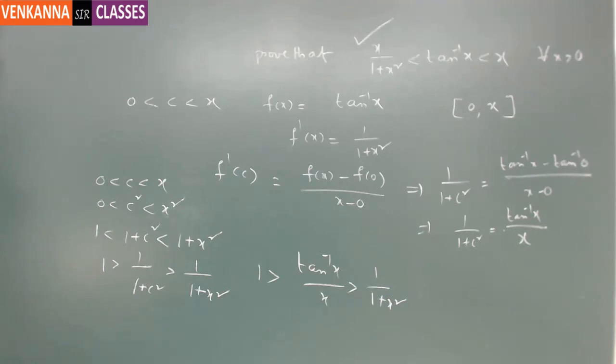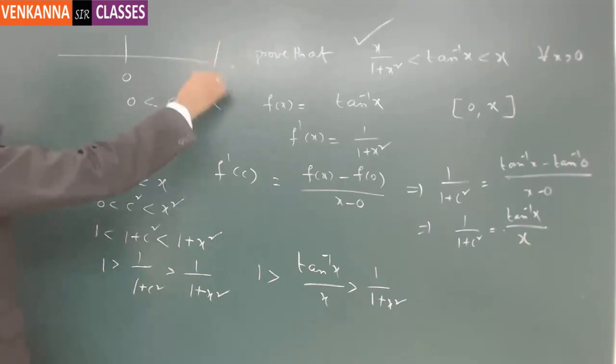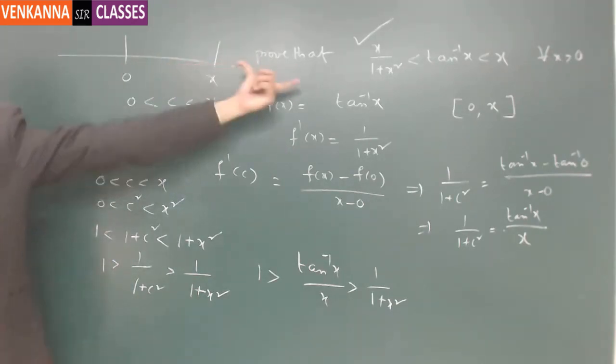Why 0 to x means, because you are going to prove the inequality for all x greater than 0, right? You are not taking the negative values. That's why the interval will be taken from 0 to x. X will be sufficiently large. You are not going to take infinity, right? That's why you take sufficiently large x, because on the number line, you start here, you can take x at any part. X is sufficiently large. That much big interval you are going to take.